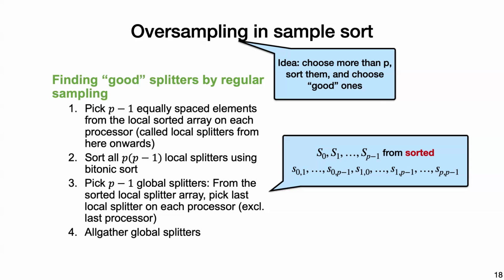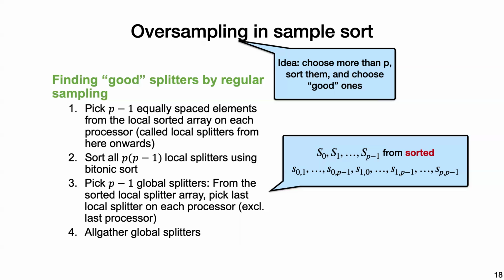Now we combine them and sort them all using parallel sort. So we have p processes, and each one has p minus 1 splitters, so there are going to be p times p minus 1 total local splitters. And we can sort those. We just put them all in one process, or we don't even need to put them all in one process. We just parallel sort the entire thing using the algorithm that we had from last time. And then at the end, each process will end up with, so each process started with p elements, each process will end up with p splitters as well.